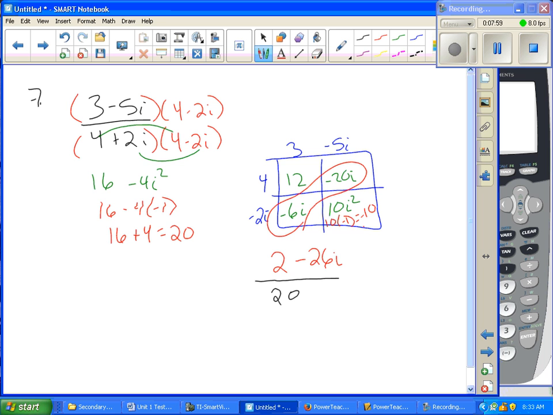And then I can recognize both of these numbers go into 20. I can reduce that. So 2 over 20 reduces to 1/10. 26 over 20 reduces to negative 13i over 10. And since they both have the denominator 10, I can just write 1 minus 13i all over 10 like that, which corresponds to the letter S.